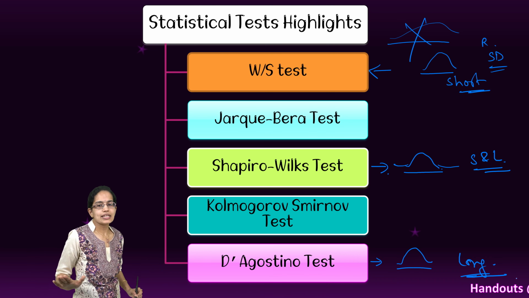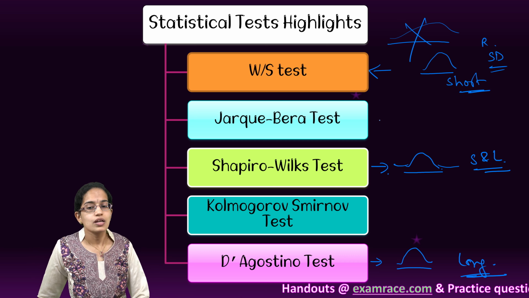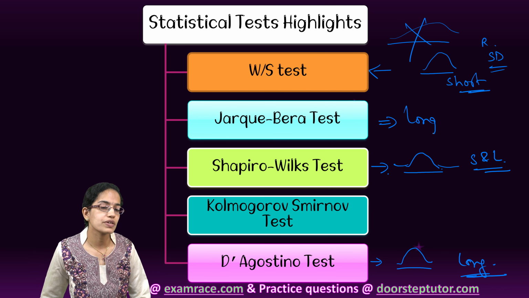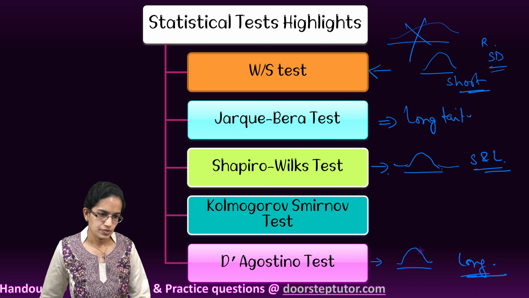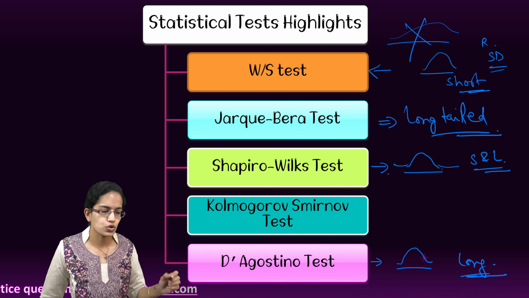Okay. Then is Jarque-Bera test. Jarque-Bera test is again good, and it is very similar to D'Agostino. That means it is good with long-tailed data. Okay. If the data is long-tailed, then Jarque-Bera test would work fine.